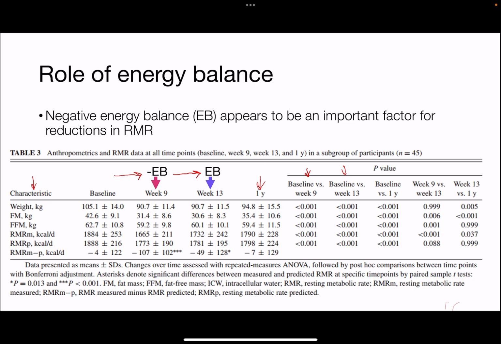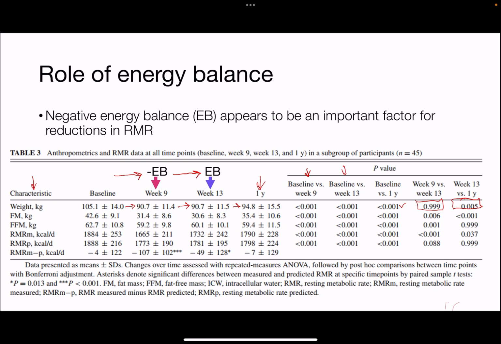So first, let's look at the weight. The participants lose weight when they're in negative energy balance. At week 13, they return to energy balance and they have the same weight. And then at 1 year, they gain a little bit of weight, but they're still lower than baseline. So let's look at what's different. Baseline from week 9, yep, different. Baseline week 13, different. Baseline to 1 year, so it's still significantly lower, but there's no difference between week 13 and week 9. Although there is a difference between week 13 and year 1.